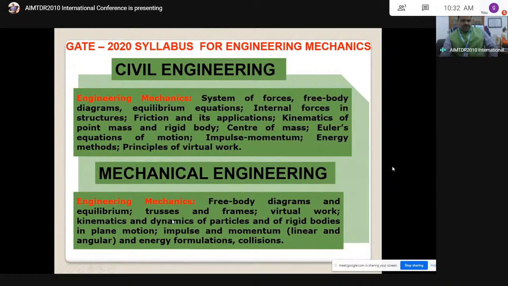Whereas for mechanical engineering students, we have completed all these free body diagrams, equilibrium equations, trusses, frames, etc. The remaining parts are again dynamics. Statics is one subject, and the topic we are considering today is the principle of virtual work.